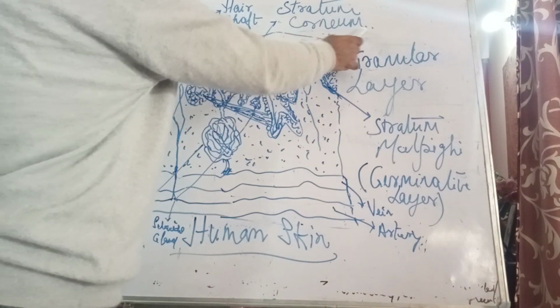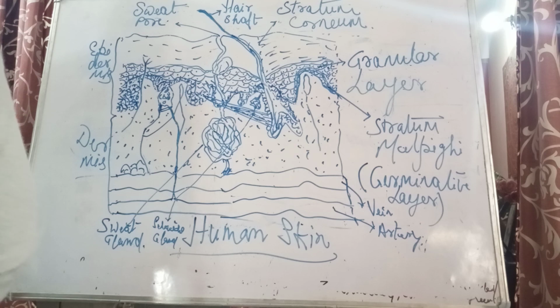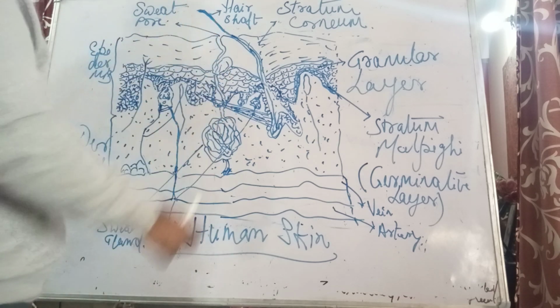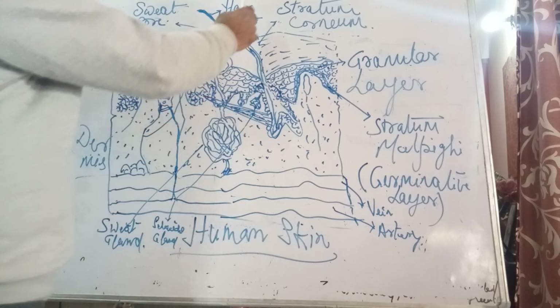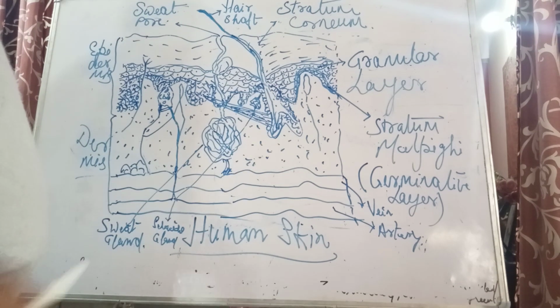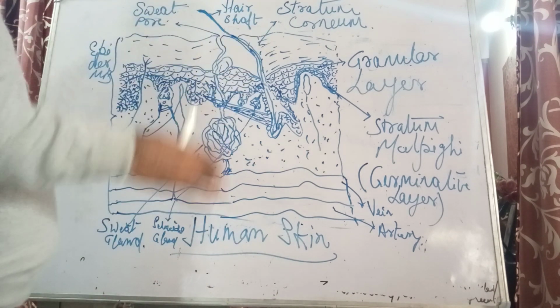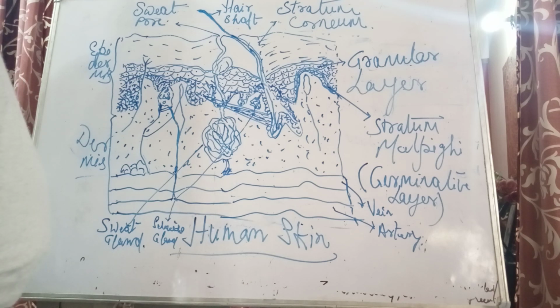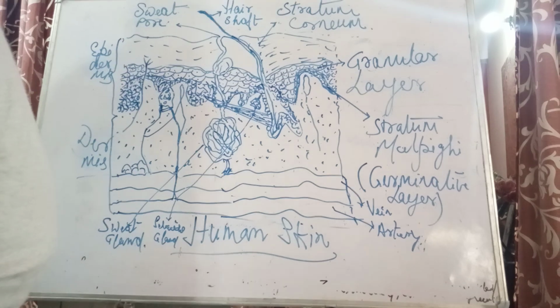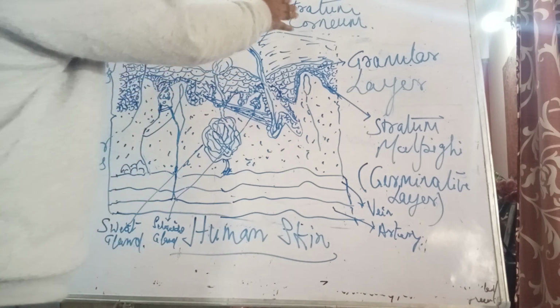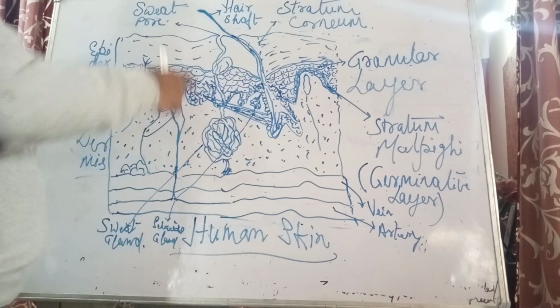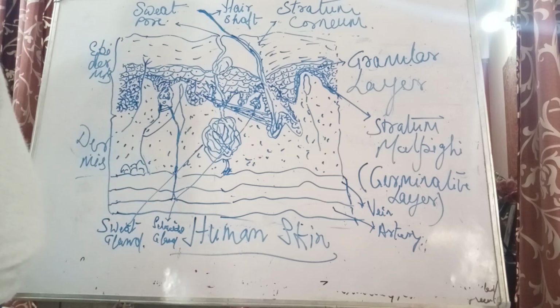So stratum corneum is the toughest layer. It is made of tough cells. And what is its function? Functions are protection. The primary function of the skin: protection from bacteria, protection from excessive loss of water in form of vapor, and also protection from mechanical damages. So this is the function of the stratum corneum.